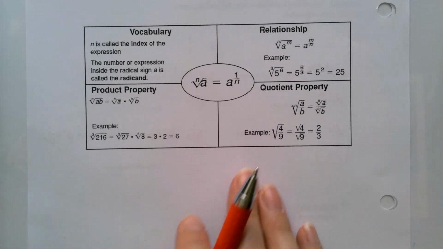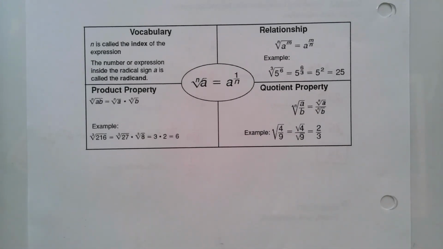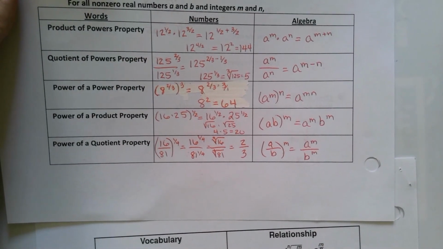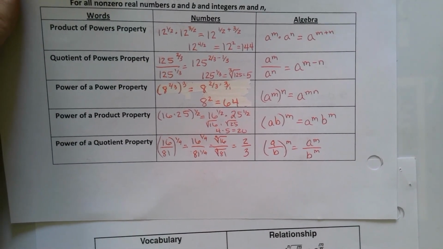So this is a great organizer to help you remember some of the new rules that we had. Last thing I'm going to say is to make sure you practice this and that you really do know your other properties of exponents that we had gone over also, as well as your negative relationship on exponents.